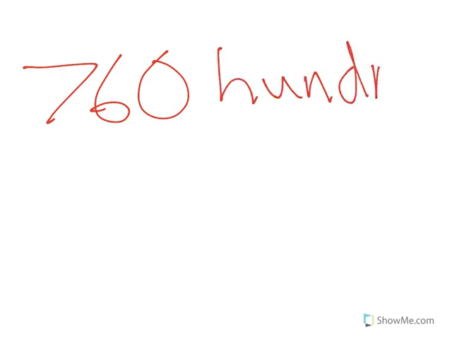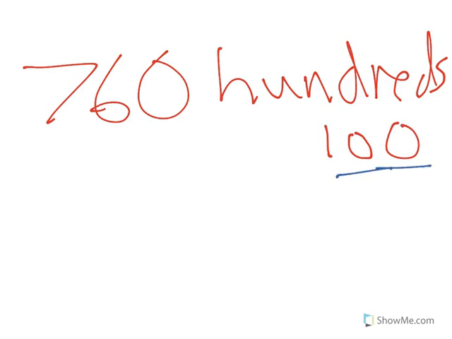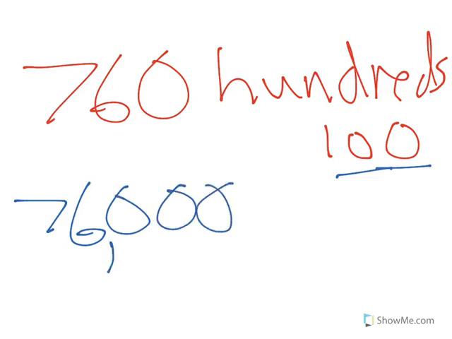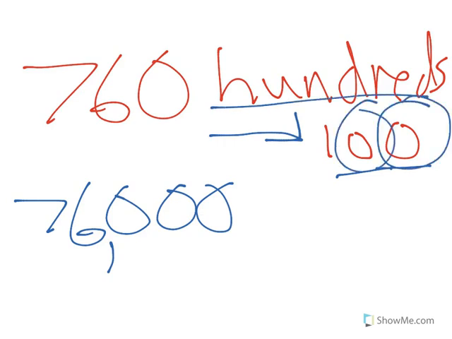Another example: it says 760 hundreds, and it wants you to write 760 hundreds. Once again, if I look at the number 100, how many zeros are in that number? I know there's 2, so I'm going to take 760 and add 2 zeros. So my number is 76,000. I know that because if they want the number 100, there are 2 zeros in 100.